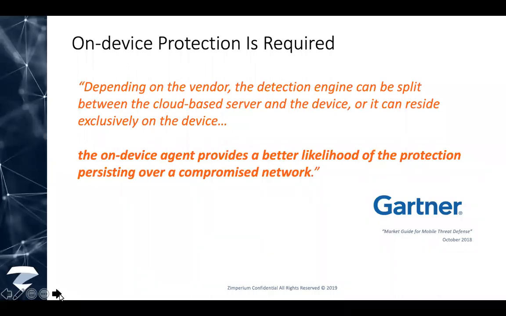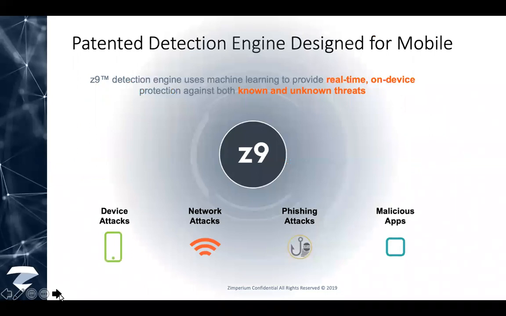But the point is, you need to do your detection on device. Machine speed attacks need to be dealt with at machine speed, on device. We have one engine, it's called Z9, and it detects the 4 attack vectors on device, even against unknown attacks.